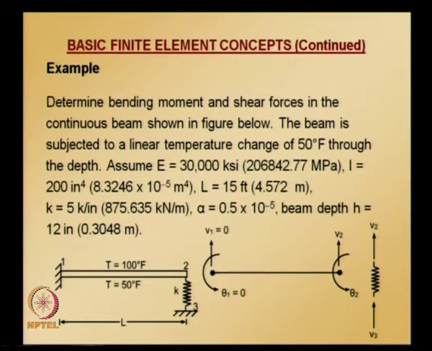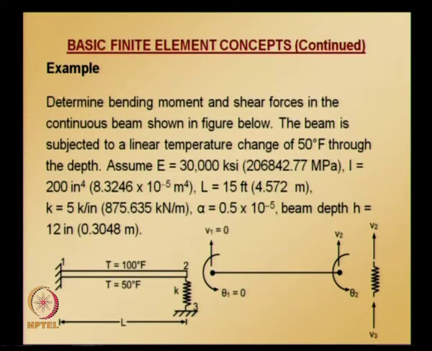So V2 and theta 2 are the degrees of freedom at node 2. Now node 1 and node 3 are fixed, so the corresponding degrees of freedom are 0, that is V1 is equal to 0, theta 1 is equal to 0, and also the displacement at node 3 is 0, V3 is 0. So now let us take this discretization, and then we need to assemble the element equations.